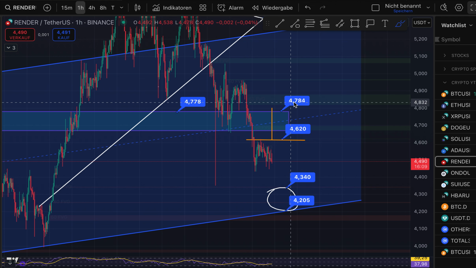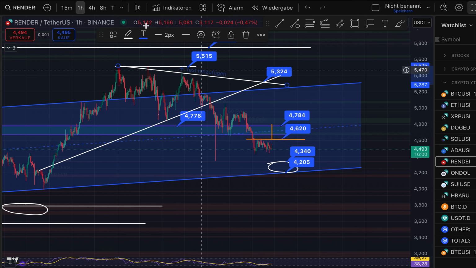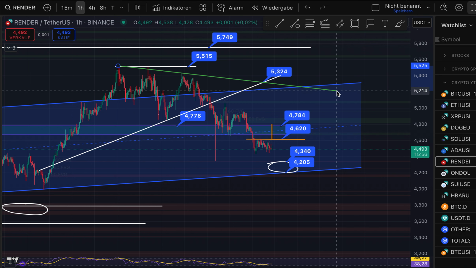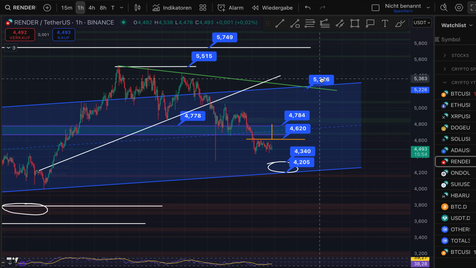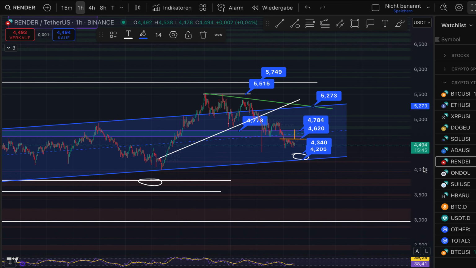So let's wait for the $4.78 in my view, and completely long it would be if we get over the panel and over this white trend line. I will make it green, let's say green. So if we break the cross here, which is currently the $5.27, then Render is bullish to me, and we can expect at least a push to $5.50 to $5.75 for Render.